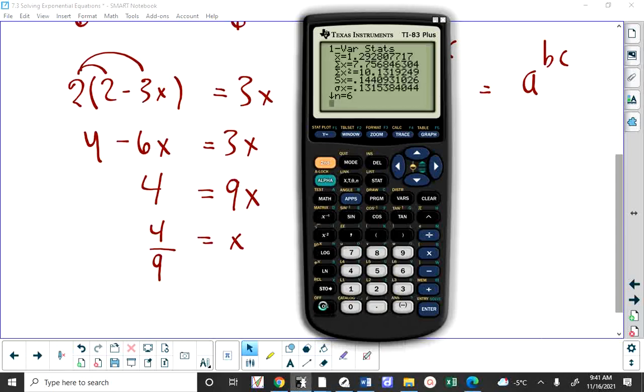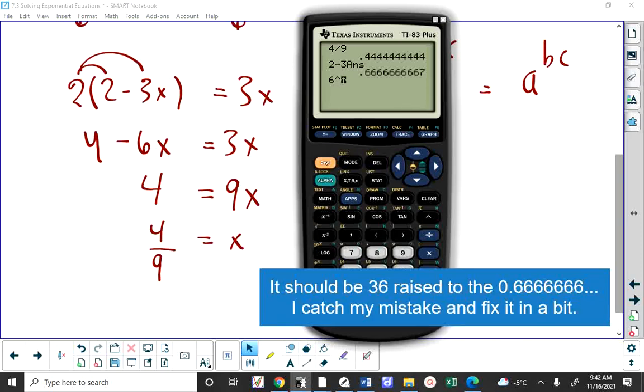Correct me if I'm wrong, the left-hand side was 6 to the 2 minus 3x. Okay. So 4 divided by 9. There's my x. 2 minus 3 times that. 6 raised to that. This is the left-hand side when x is 4/9. The right-hand side was 216 to the x, which would be 216 raised to, in brackets, 4 divided by 9.